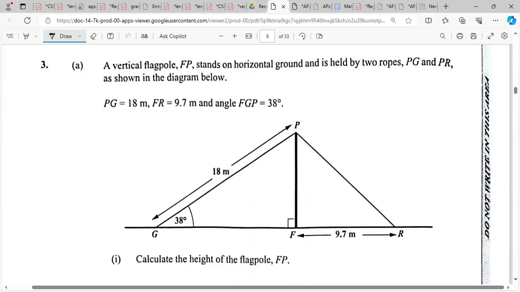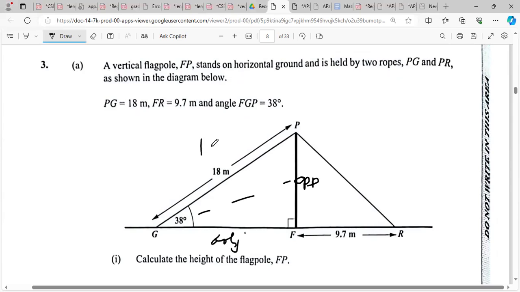A vertical flagpole stands on a horizontal ground and is held by two ropes, PG and PR, as shown in the diagram below. PG is equal to 18, PR equal 9.7, and angle PGR equal 38. Calculate the height of the flagpole. So it's a right angle triangle, and we have the 38 and we have the 18, right? This is the opposite side, this is adjacent, and this is hypotenuse.